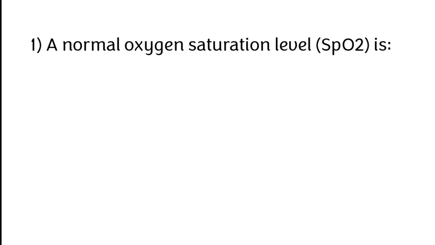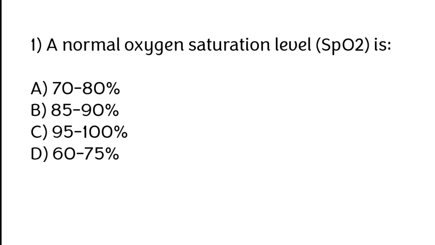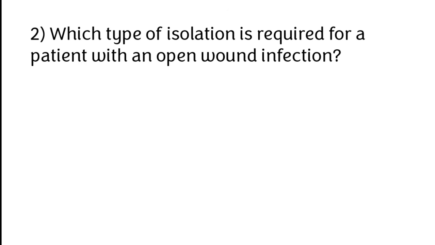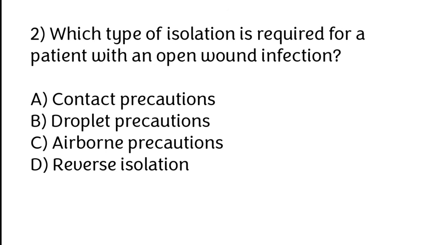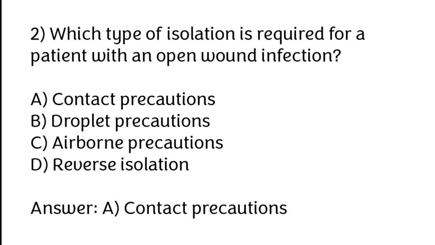A normal oxygen saturation level is 70 to 80%, 85 to 90%, 95 to 100%, 60 to 75%. Correct answer is option C, 95 to 100%. Which type of isolation is required for a patient with an often worn infection? Contact precautions, droplet precautions, airborne precautions, reverse isolation. Correct answer is option A, contact precautions.